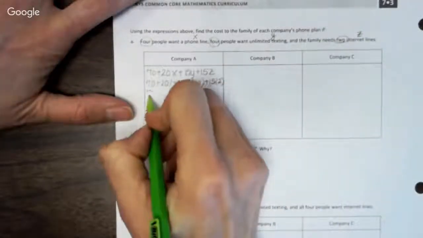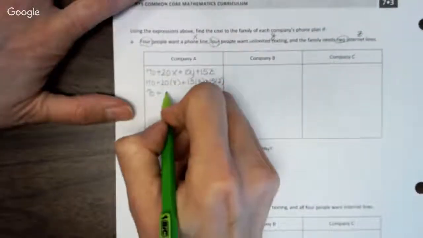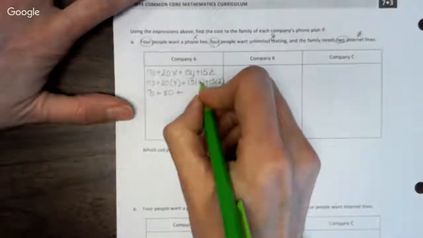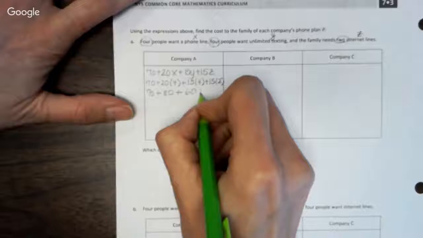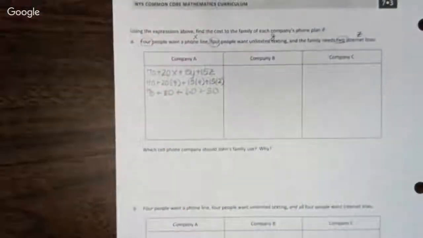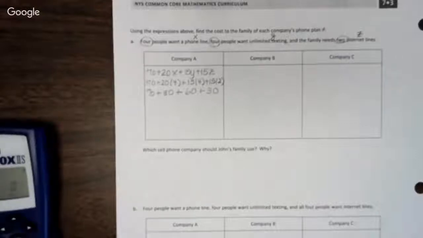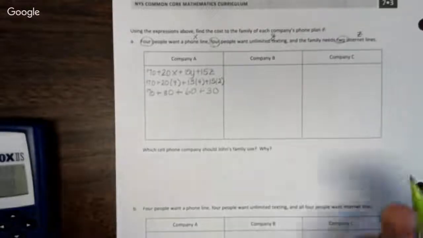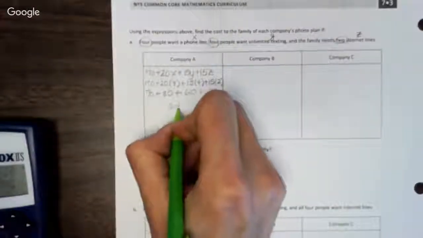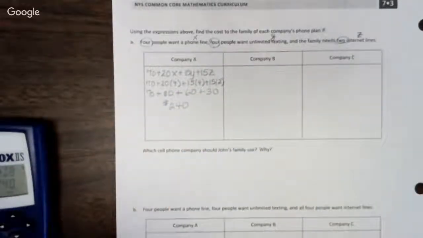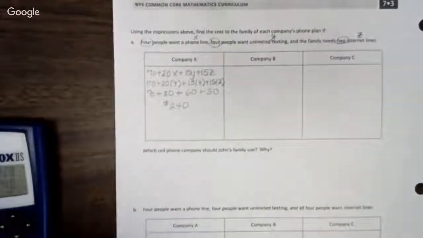All right, so 70 plus 20 times 4 is 80. I'm doing the multiplication first because of PEMDAS. 15 times 4 is 60, and 15 times 2 is 30. Now I'm going to take my calculator and I'm just going to add 70 plus 80 plus 60 plus 30. That gives me a total of $240. So if they were to go with company A, it would cost the family $240.